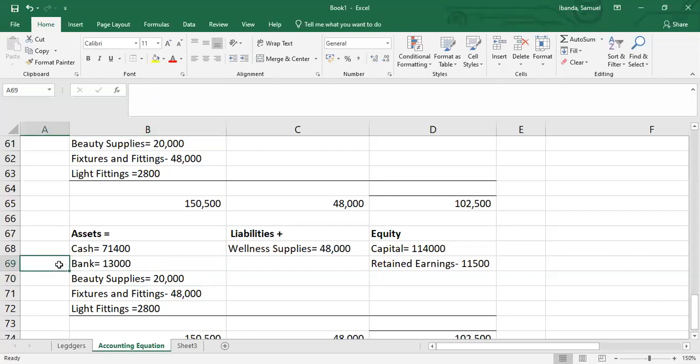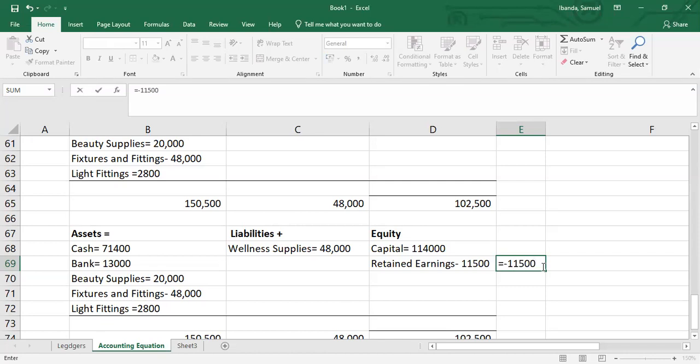This will be now 13,000. Since these are takings, they don't affect my liabilities or my capital, but they affect my retained earnings. The higher the revenue, the higher the retained earnings. So my retained earnings that are in negative 11,500 will now have an addition of 4,700, getting me to negative 6,800.